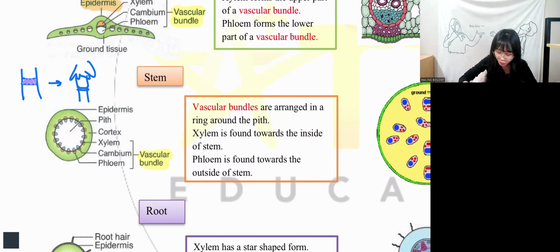What is the function of pith and cortex? It is to store food. Pith and cortex are used to store food, okay? Storage of food, pith and cortex. So they will form into a ring pattern, arranged in a ring around the pith.